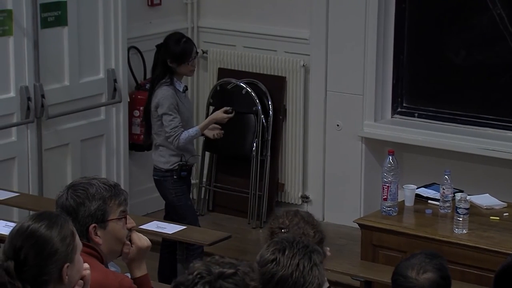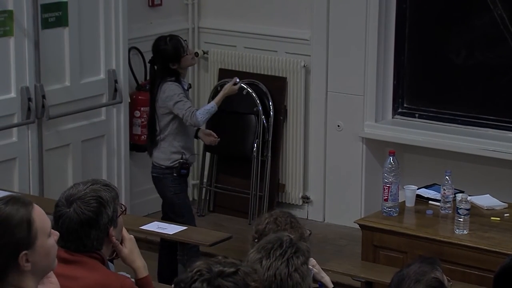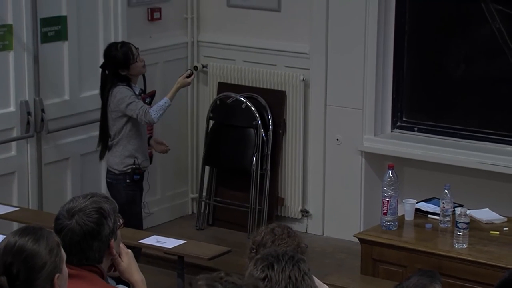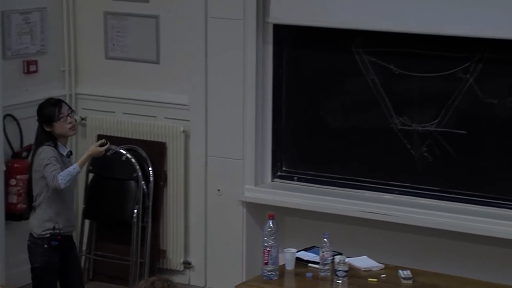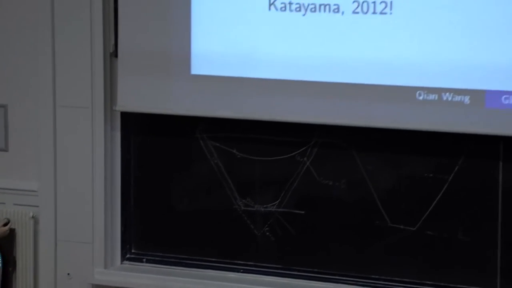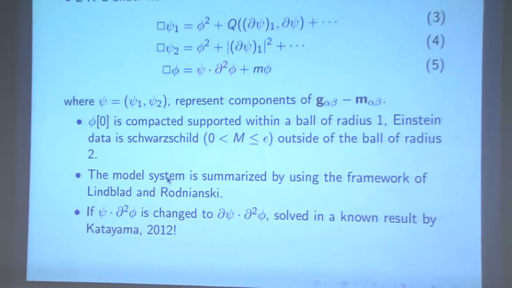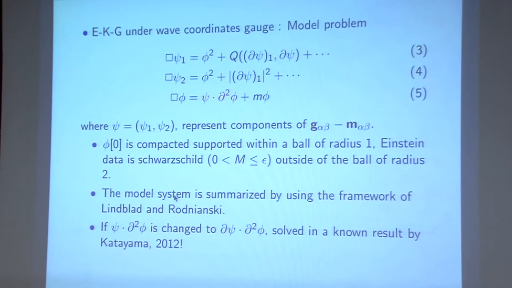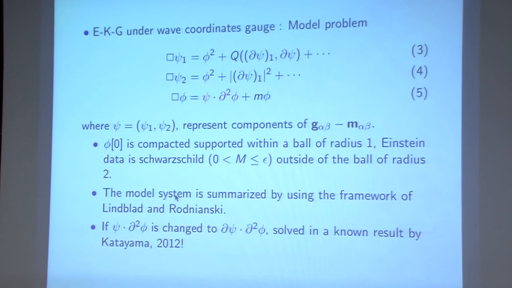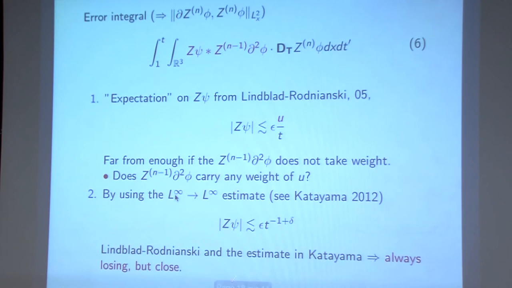So the Einstein part is consistent with this one. I think Lindblad-Rodnianski has done the best job of exploring the structure in the Einstein equation. Although the paper names it differently, the structure is the same as Hans and Igor. And the second thing, which is more interesting to us, is this point. We were stuck at this point, depressed for a long time.